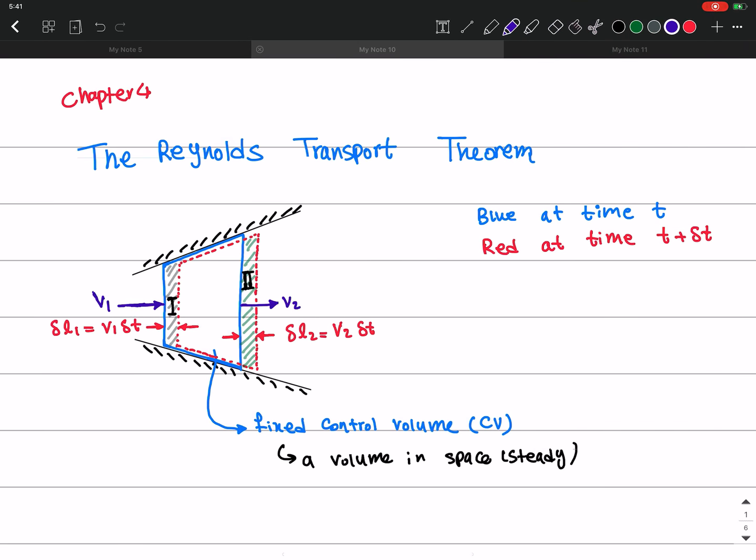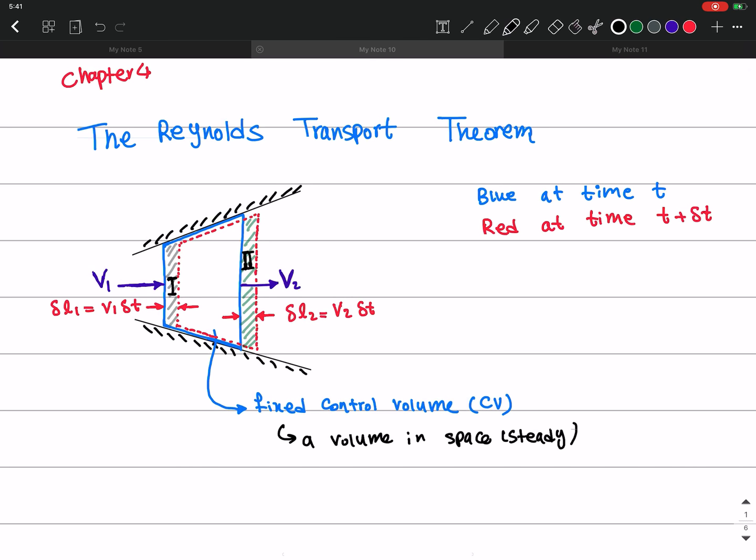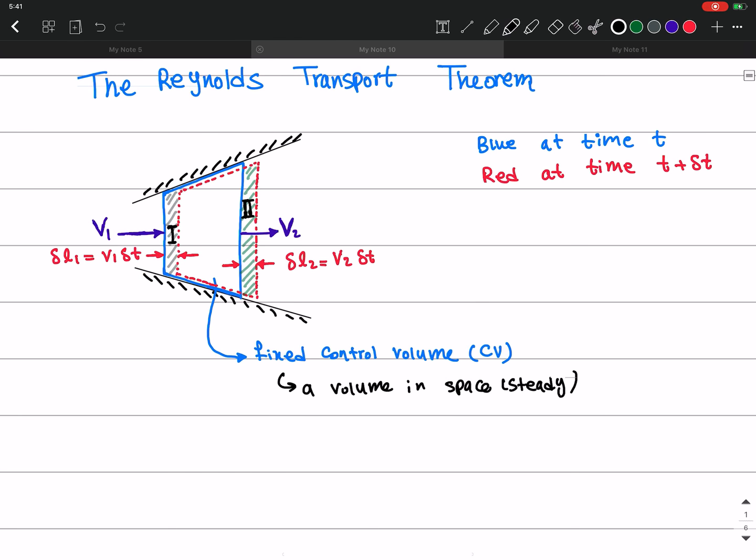So let me write this a little bit bigger. Okay, so this is the configuration, and now I want to make some definitions of this transport of fluid in this kind of configuration. Okay, so first definition that I want to define is system.